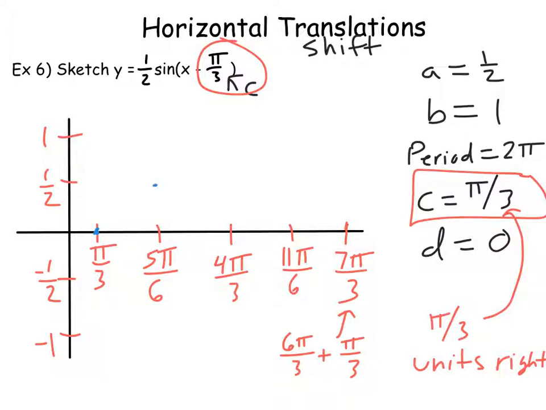5 pi over 6 will be up at a half, back to 0. At 11 pi over 6 will be down at negative 1/2. And then back to 0 at 7 pi over 3. And there you have it. There's one period of that sine function that has a change in amplitude. Notice it only went up to a half and down to negative 1/2. But that's the first time we've seen a horizontal shift.